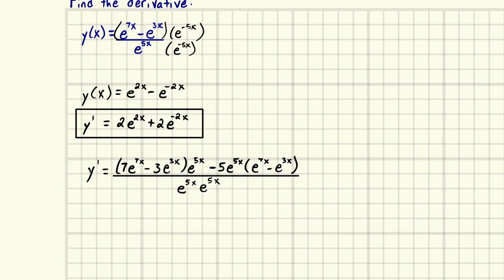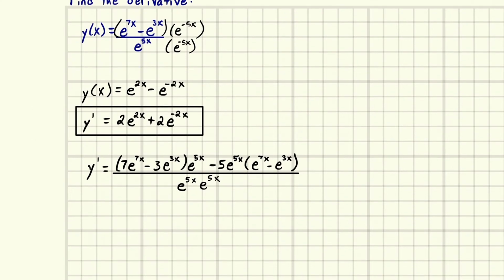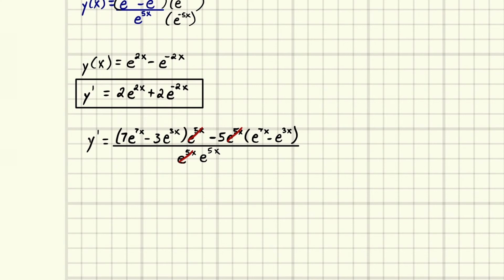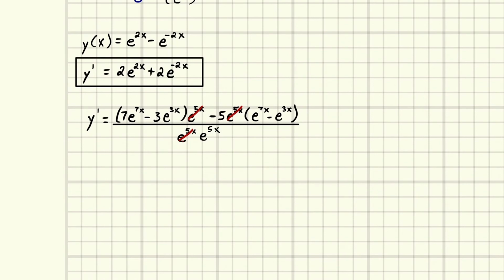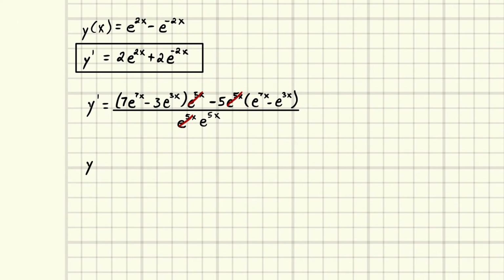The reason I did this is because we can immediately take away an e^(5x) from everything, so we can simplify that out. If you want to write it more formally, you could factor it out first and then simplify. But if all the terms share it, you'll be able to factor it out. So I kind of just cross them out. So we're going to be left with y prime equal to 7e^(7x) minus 3e^(3x) minus 5e^(7x) plus 5e^(3x), distributing that negative 5 in, over e^(5x) times e^(5x).